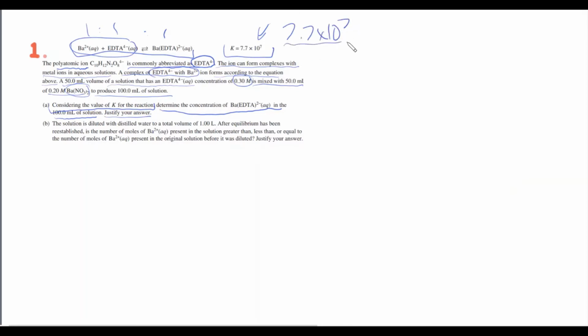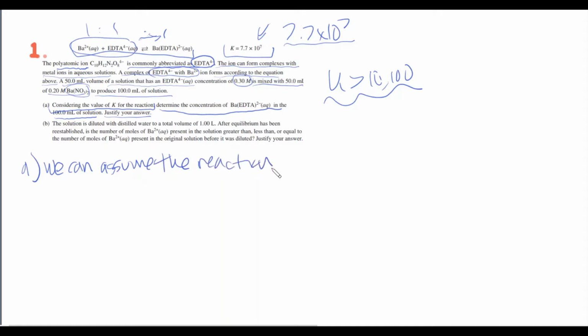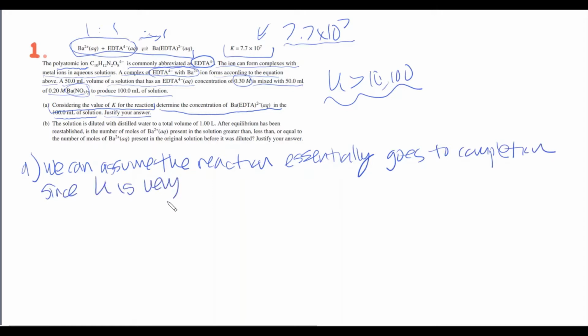And since this is such a large K, we can assume that this reaction essentially goes to completion, because if you remember from a video about Ka and Kb, if the K is greater than about maybe 10 or 100, it usually means that the reaction goes to completion. So in this question, we can say that for A, we can assume the reaction essentially goes to completion since K is very large.